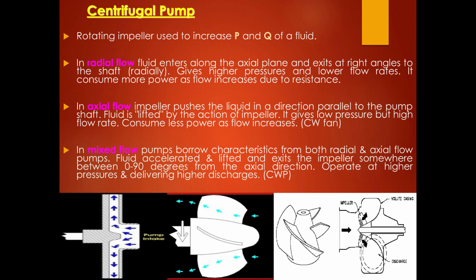In axial flow, the impeller pushes the liquid in a direction parallel to the pump shaft. Fluid is lifted by the action of the impeller. It gives low pressure but high flow rate. It consumes less power as flow increases. In mixed flow, pumps borrow characteristics from both radial and axial flow pumps. Fluid is accelerated and lifted and exits the impeller somewhere between 0 and 90 degrees from the axial direction. They operate at higher pressures and deliver higher discharges.